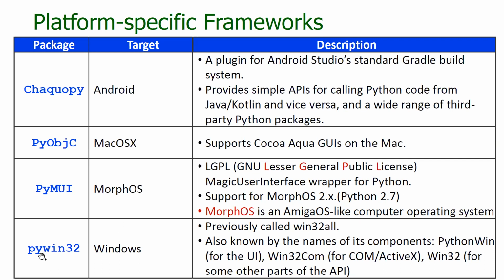Then the next one is PyWin32, suitable for Windows. Previously it was called Win32all, also known by the names of its components, or Pythonwin for the user interface, win32com for COM or ActiveX, then win32 for some other parts of the API.